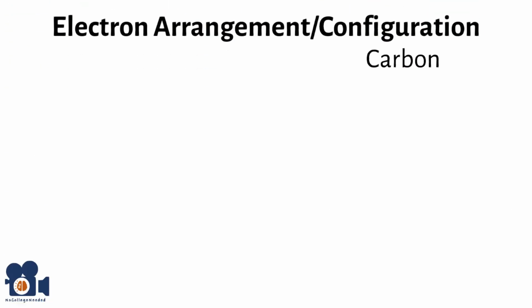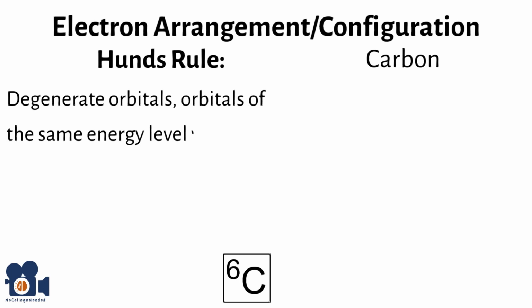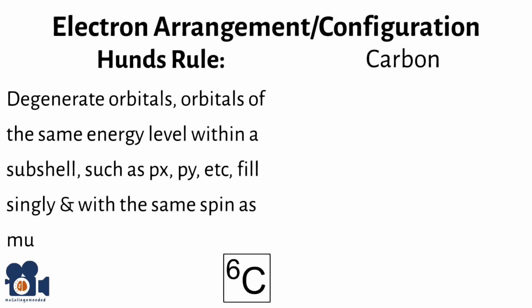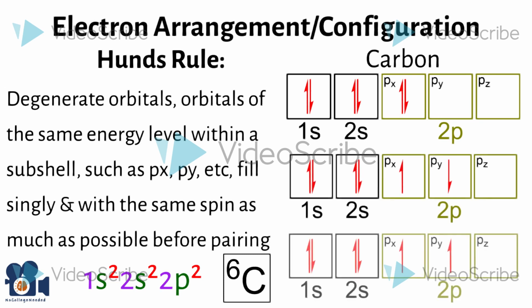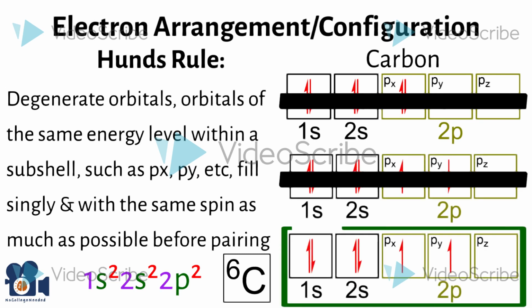With carbon's 6 electrons, we must introduce a new rule, Hund's rule, which states that degenerate orbitals, orbitals of the same energy level within a subshell, such as px, py, etc., will fill singly and with the same spin as much as possible before pairing up. Therefore, with the electron configuration of 1s2, 2s2, 2p2 of carbon, the electron fills another p suborbital with the same spin before filling the first.